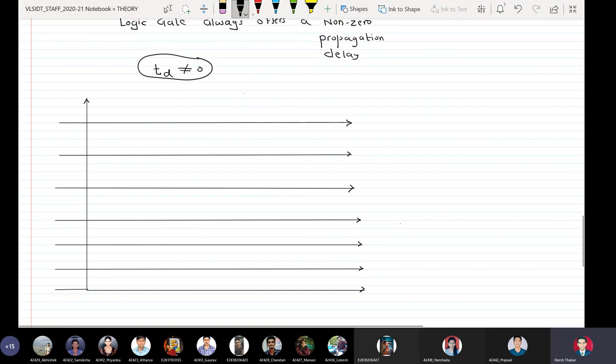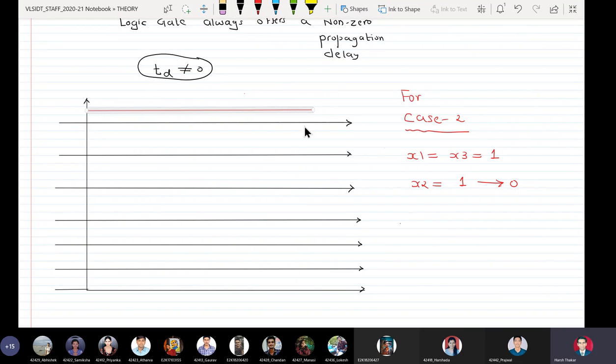Directly we will analyze case 2. So we have x1 equal to x3 equal to 1, and x2 was 1 and it changed to 0 at some instant. So now x1 equal to 1. Let us write the signal names first.